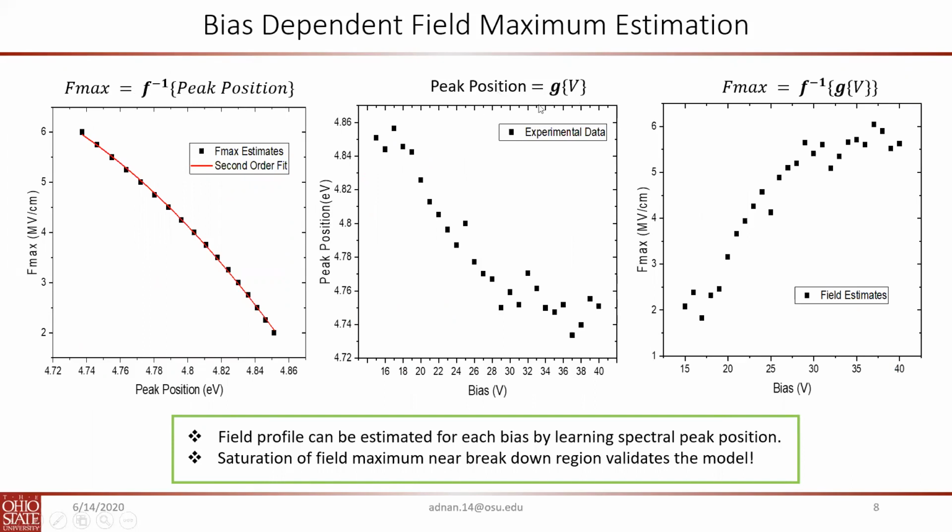From our experimental measurement, we know peak position is a function of bias. So by putting these two transfer functions together, we can see the field maximum as a result of applied bias. And with applied bias, this field maximum is increasing. An interesting thing to note here is that the field maximum is saturated at about above 30 volts. And it is saturated near the breakdown region, which is 6 megavolt per centimeter for gallium oxide. As the device will break down at about 50 volts, we can say that this saturation is validating our model because we are near the breakdown limit when the device actually breaks down.